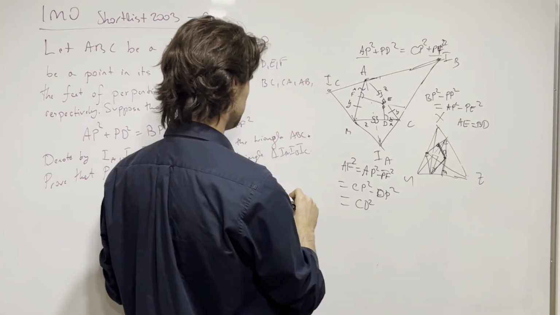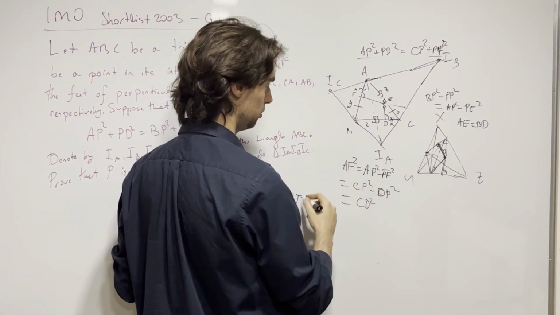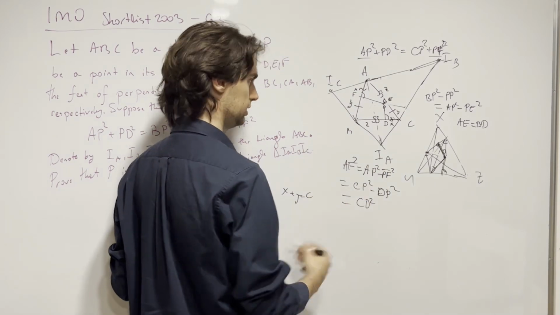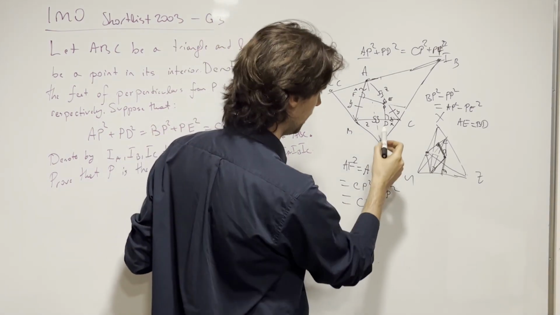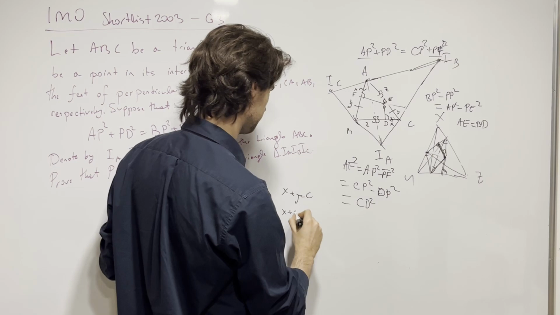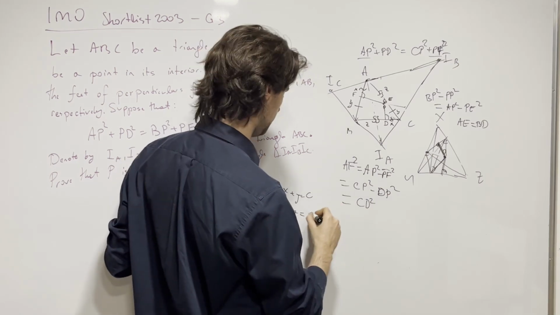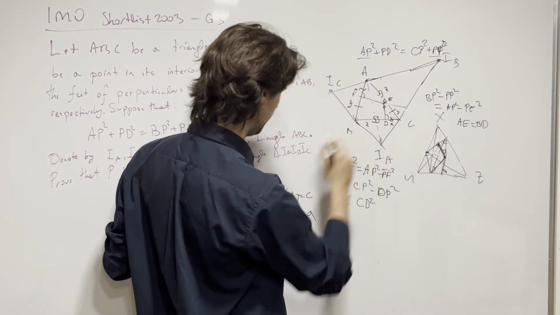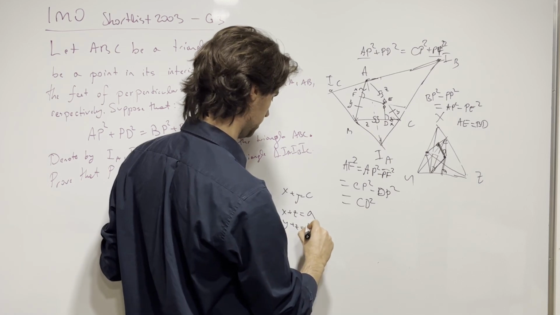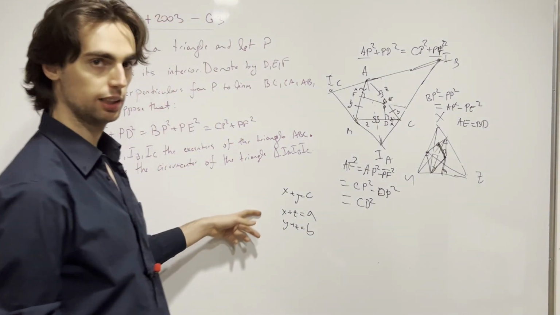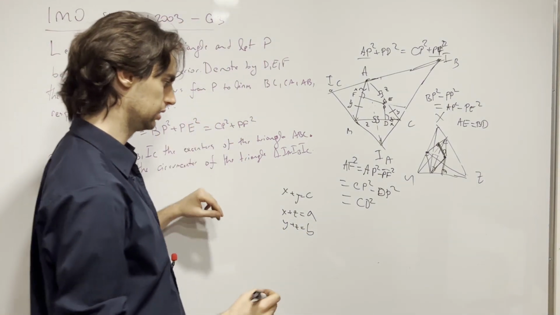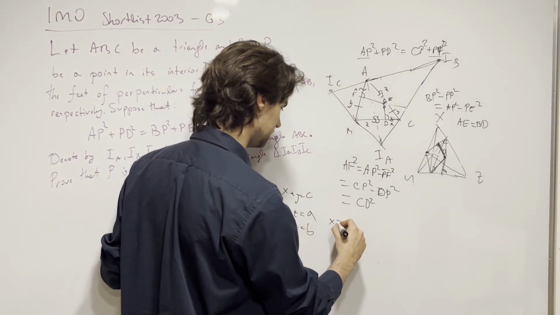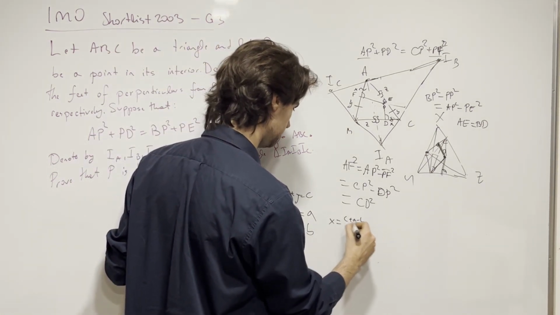What do I have? I have X plus Y is equal to C. I have X plus Z is equal to A. And I have Y plus Z is equal to B. How do I isolate X? Well, this plus this minus this, I isolate X. I get X is equal to (C plus A minus B) over 2.